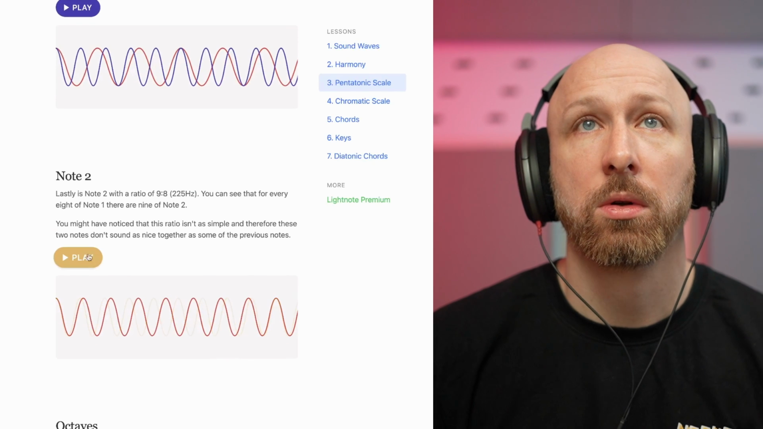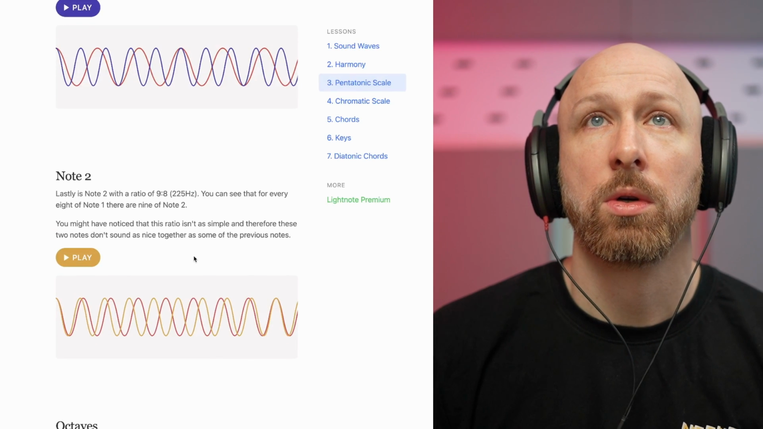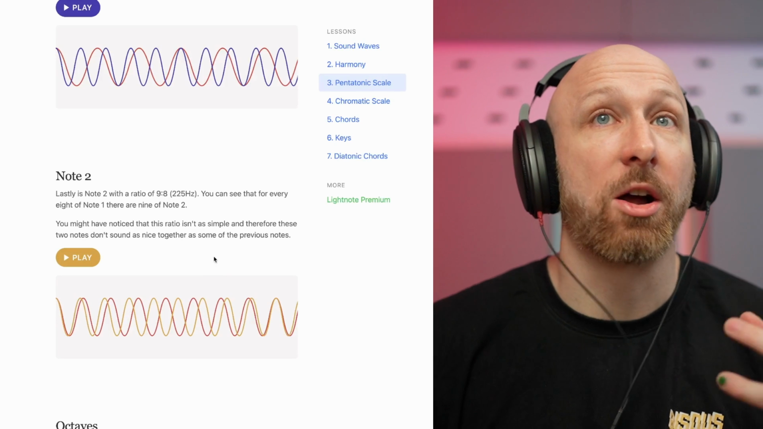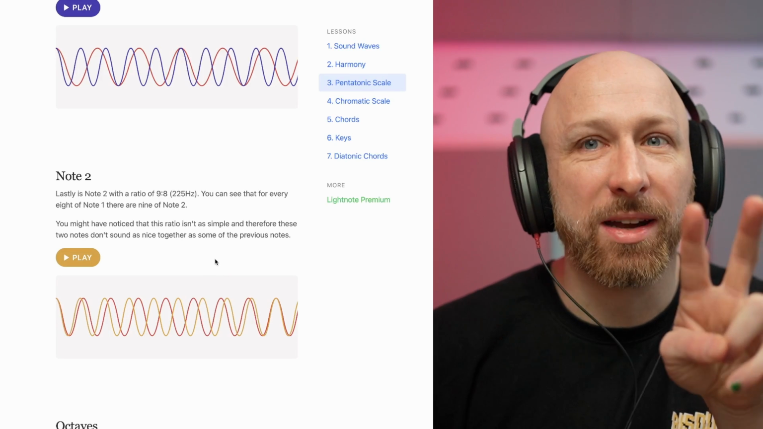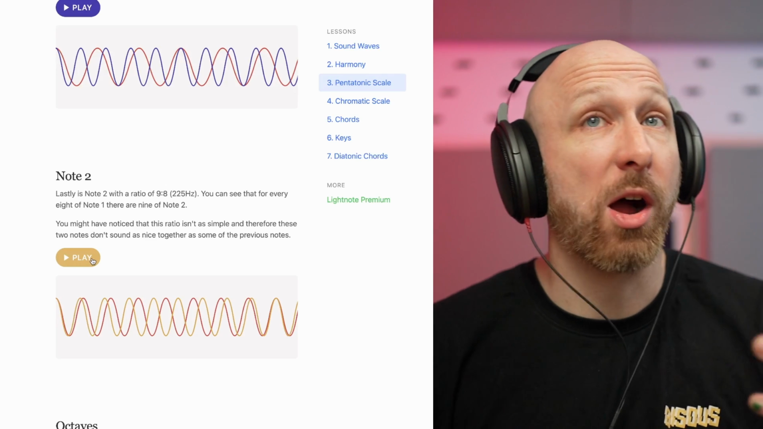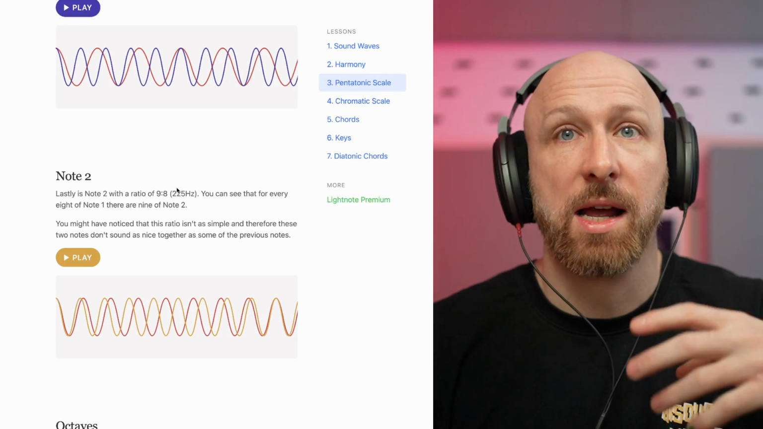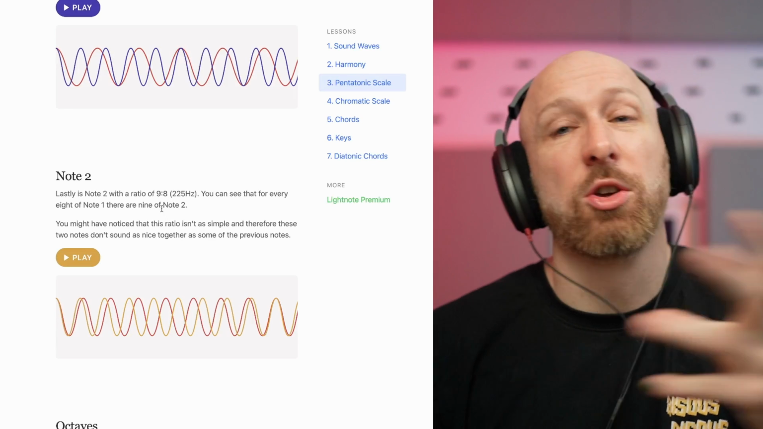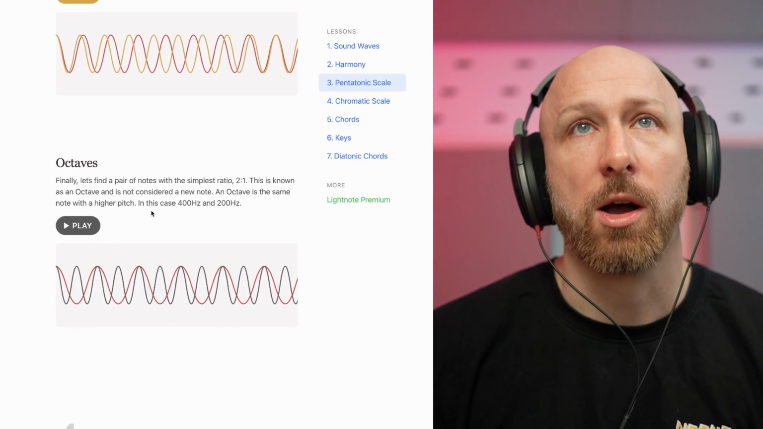Note 2, ooh. Now this one is slightly more dissonant. It has slightly less harmony because it's two notes that are very close to each other on the keyboard, right? Let's remind ourselves that this isn't necessarily wrong. It's just a more dense color. And it's just good to be aware that you can choose ratios that are more harmonious or ratios that are a bit more colorful. Now, octaves.